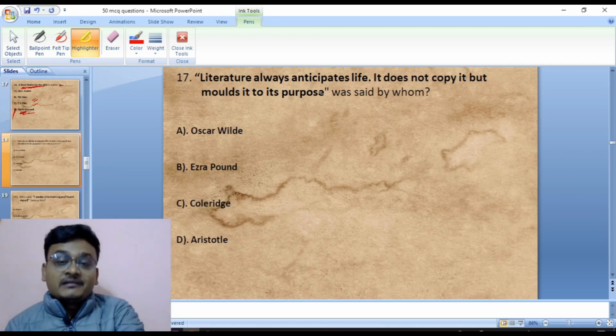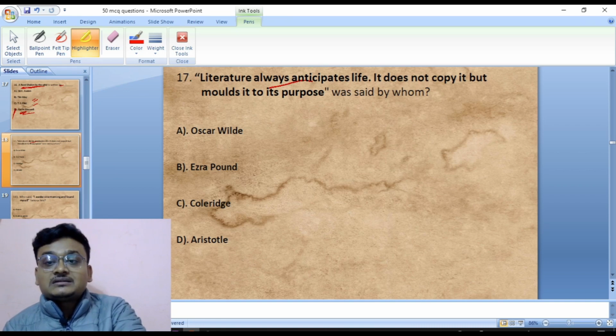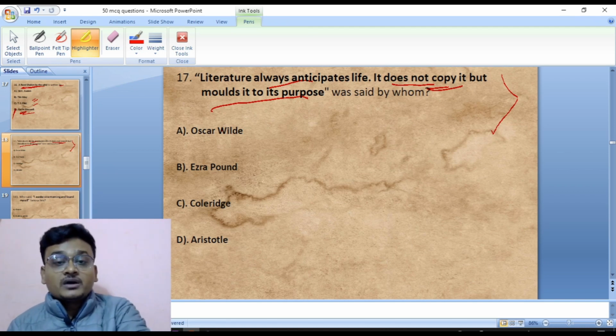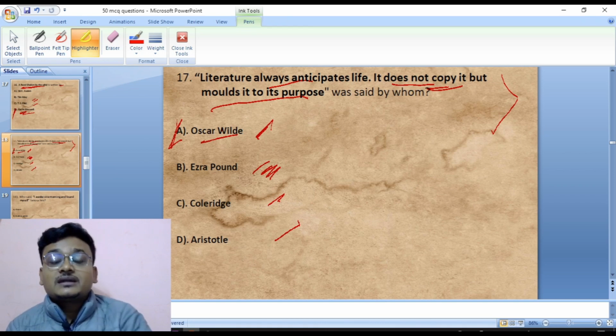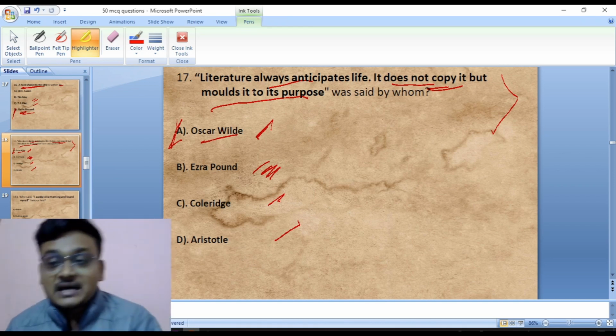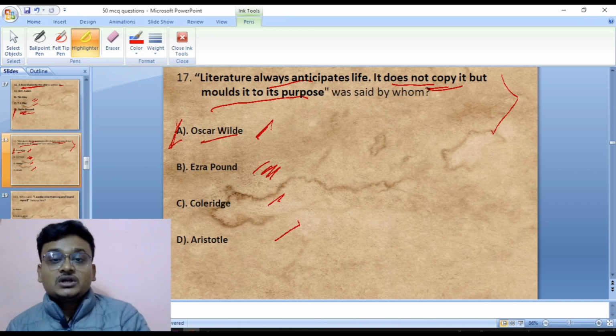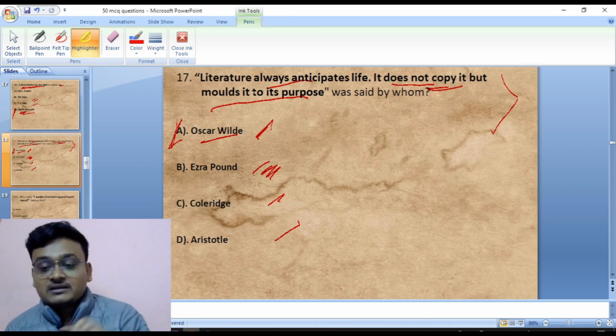Okay, now move to literature always anticipates life. It doesn't copy it, but it molds it to its purpose. Who said this famous line? Oscar Wilde, Ezra Pound, Coleridge, Aristotle. So the right option here, Oscar Wilde, told this line, that literature always anticipates life. It doesn't copy it, but it molds it to its purpose. So Oscar Wilde is the right answer here.